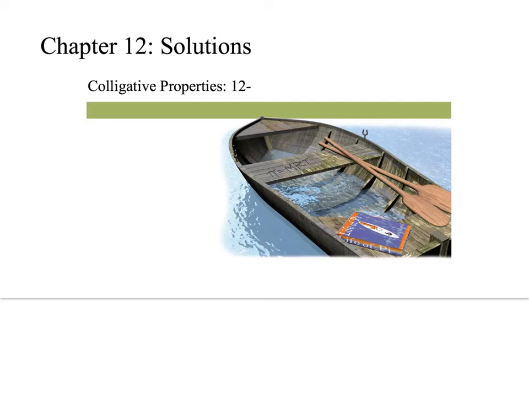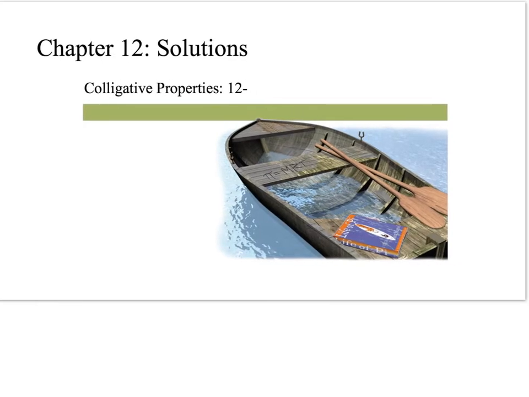In our last section of Chapter 12, we're going to be talking about something called colligative properties and the relationship to solutions. In this particular section, we're going to look at 4 different types of colligative properties.